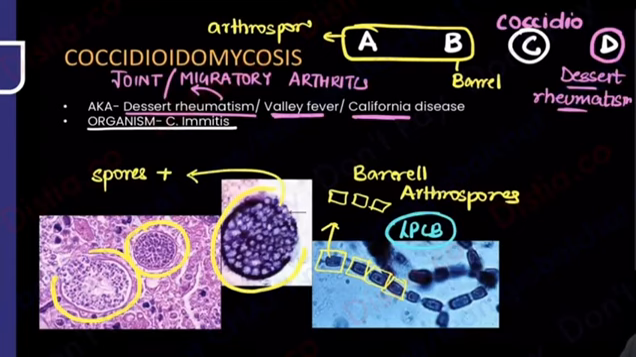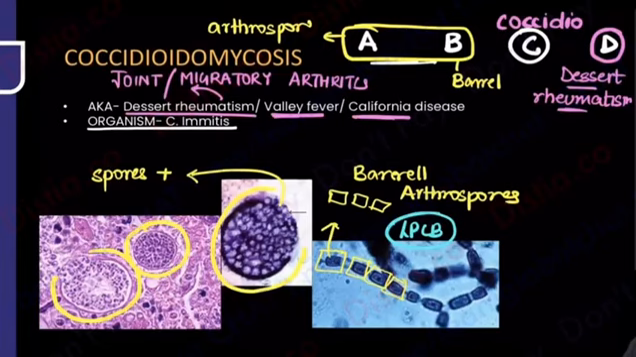So like I said, for coccidioidomycosis, A, B, C, D. What is A and B? A and B is going to be for barrel-shaped arthrospores. C is coccidioidomycosis. D is going to be desert rheumatism. Desert means some Arizona desert or some California valley. And rheumatism is going to be joint involvement.